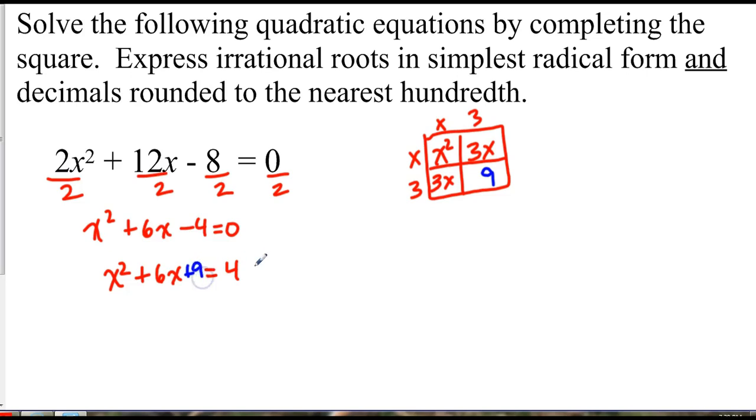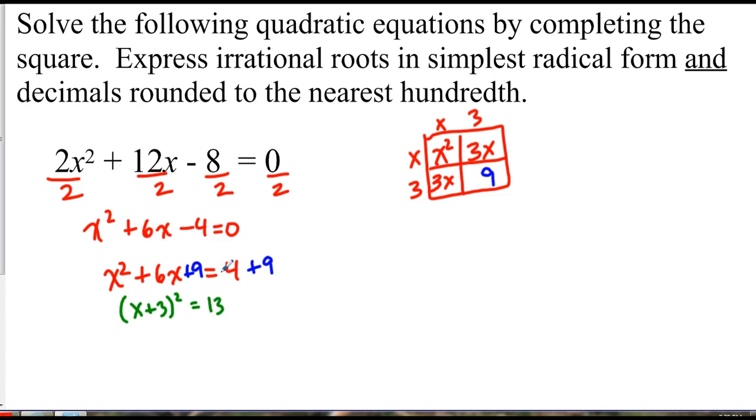If you have access to colors, you might want to use the colors in your notes. At this point, what I have on the left is a quadratic that can be factored as a perfect square trinomial, x plus 3 squared, which kind of matches the area model we have here. It's a square with x plus 3 as its dimensions, and that's equal to 13.